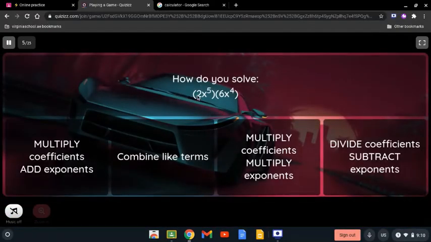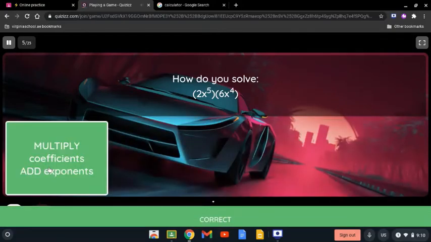How do you solve 2x to the power of 5 times 6x to the power of 4? Do we multiply coefficients and add exponents, combine like terms, multiply coefficients and multiply exponents, or divide coefficients and subtract exponents? When you want to solve something like this, all you have to do is multiply the coefficients, so you multiply 2 and 6, and then you add the exponents, 5 and 4. So it's multiply coefficients and add exponents.